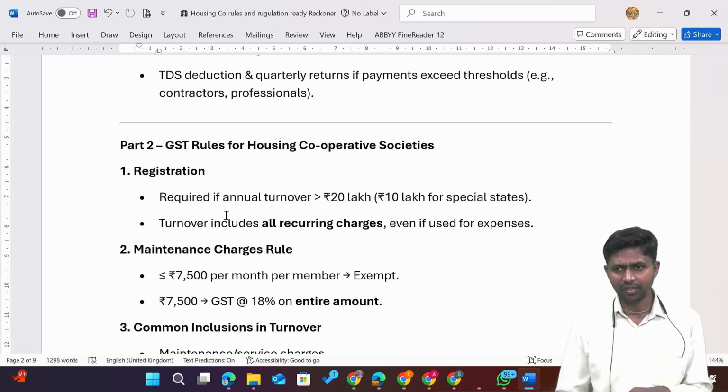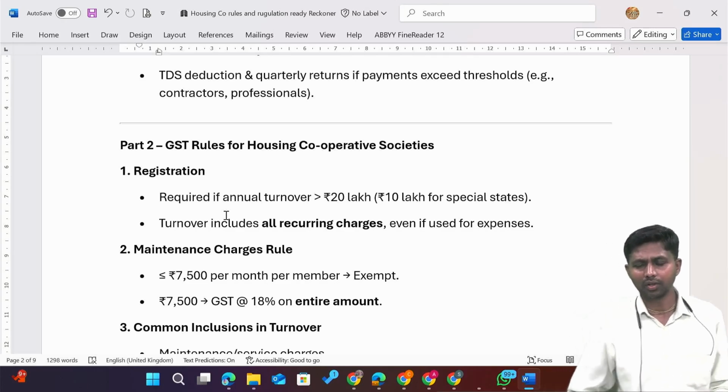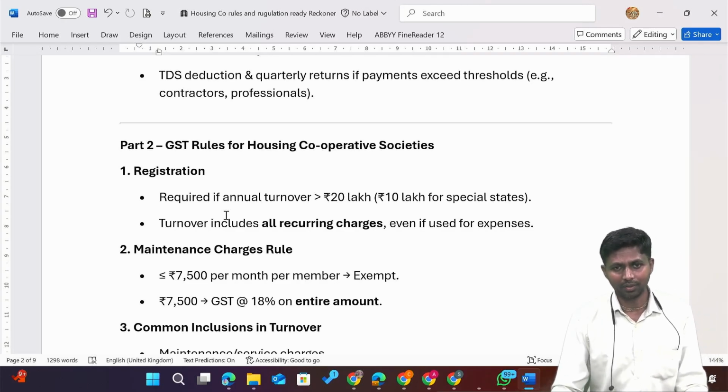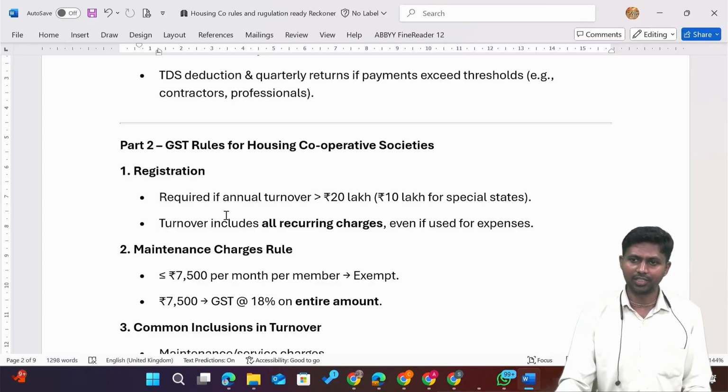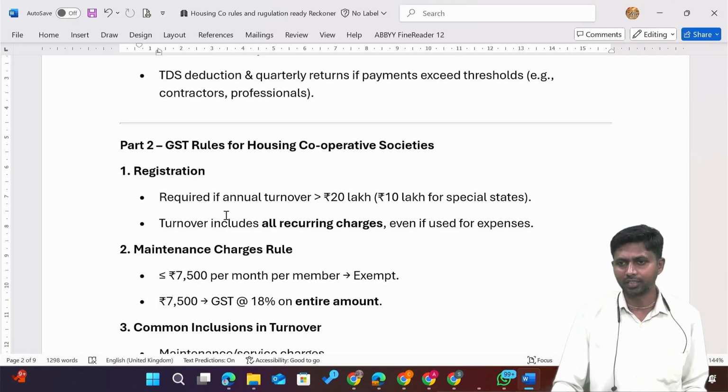Then GST, whether GST is applicable to a society or not. In some cases it is applicable, not to all. Now, do you have any turnover limit? Yes, we have a turnover limit. What is that? If your turnover is more than 20 lakhs, then GST is applicable. Otherwise, no need to pay GST.